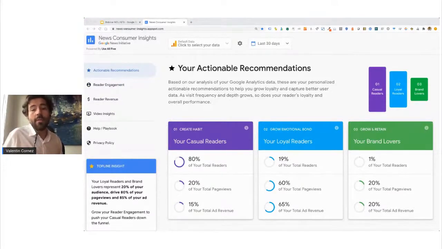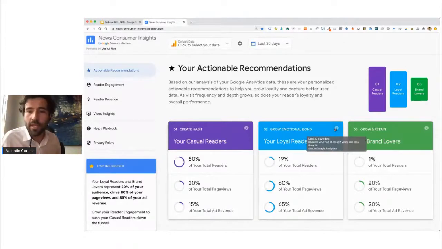The Actionable Recommendation tab is actually the most important page of the report. We are starting to talk about, at the top of the page, your funnel. What we've done is we've segmented your audience into 3 buckets: your casual readers, your loyal readers, and your brand lovers. A casual reader is someone who's been once on the site over the last 30 days. A loyal reader is someone who's been between 2 and 14 times on your site over the last 30 days. And finally, a brand lover is someone who has been more than 15 times on the site over the last 30 days. You can download those segments in your GA account just by clicking here. So what's the goal here?